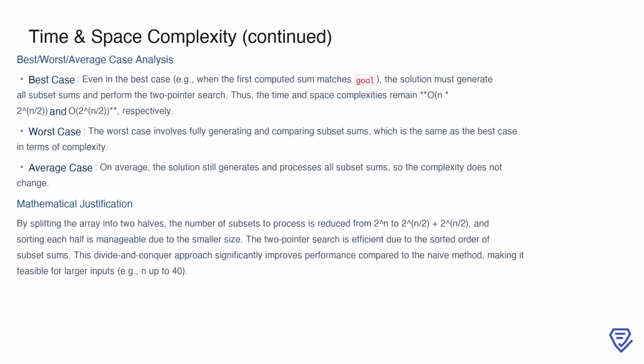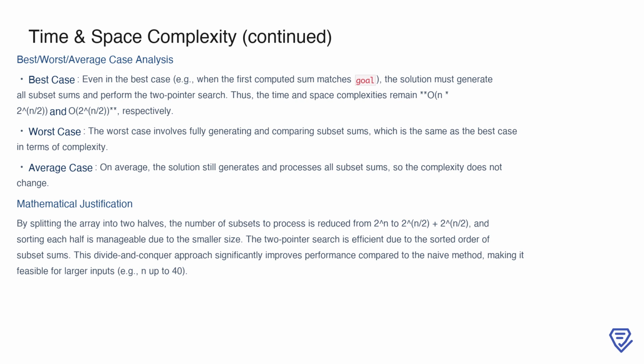The time and space complexities remain consistent across all cases: best, worst, and average. Even in the best case, where the first computed sum matches the goal, the solution still needs to generate all subset sums and perform the two-pointer search, resulting in a time complexity of O(n * 2^(n/2)), and a space complexity of O(2^(n/2)). Similarly, in the worst case, where all possible sums must be inspected, the complexities remain the same. On average, the workload does not change since all subset sums are always generated and processed.